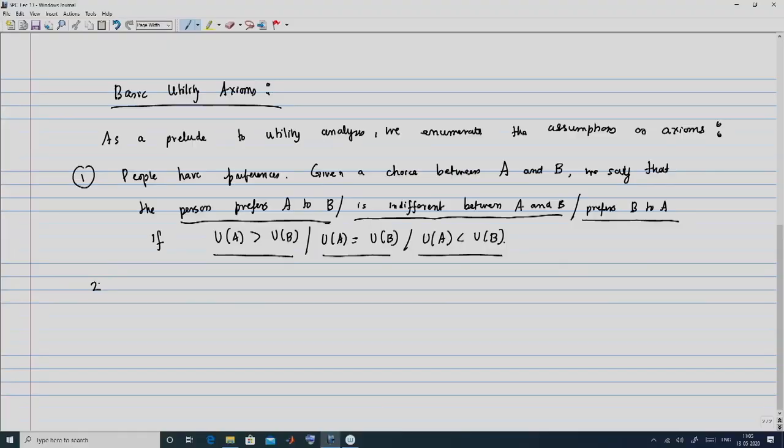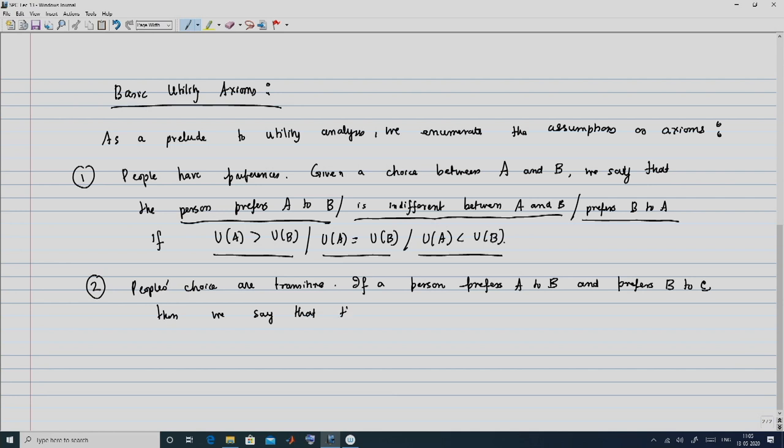So, the second axiom that we have here is that people's choices are transitive. So, if a person prefers A to B and prefers B to C, then we say that the person prefers A to C. So, this means that if we have three alternatives available A, B and C, and if an individual prefers A over B and also B over C, then this implies that the person prefers A over C. So, this is consistent with our typical definition of what is transitivity.